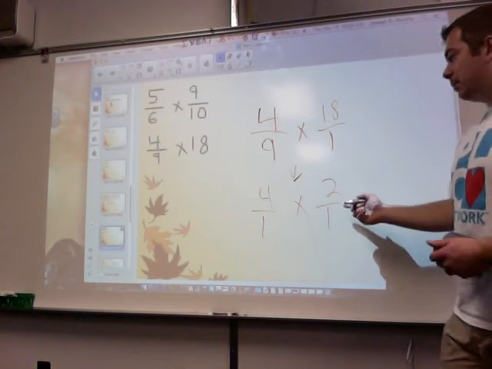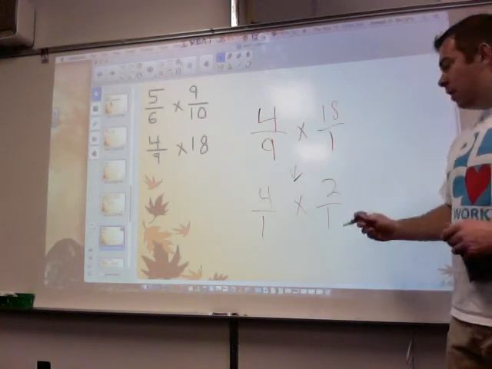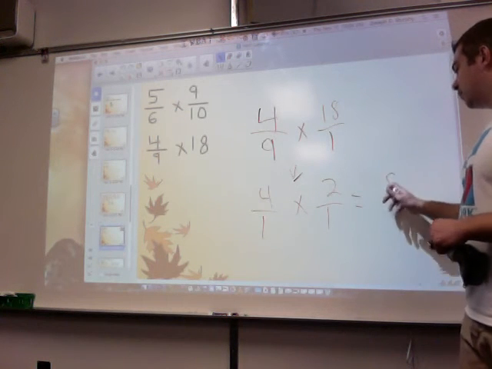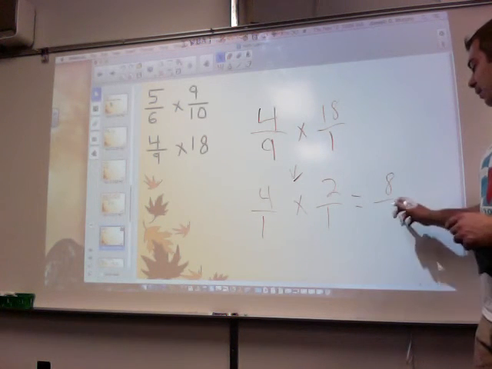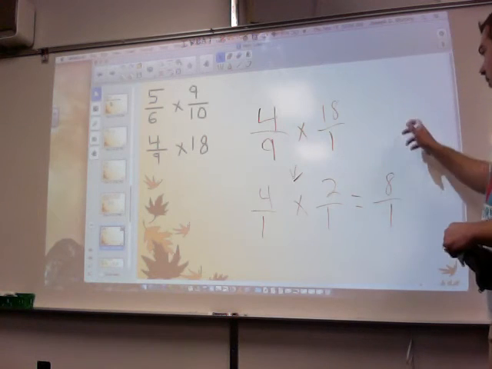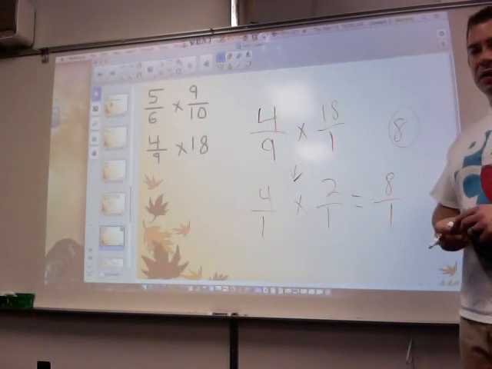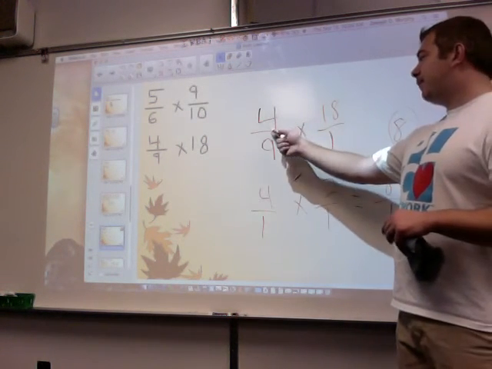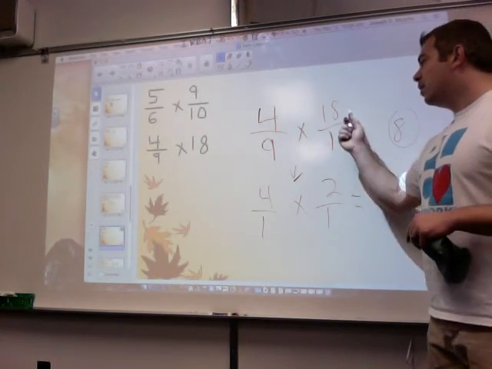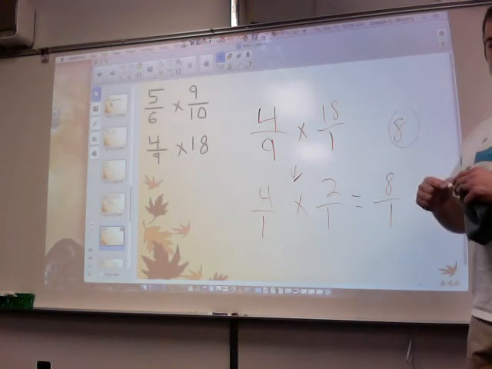Now this is a much simpler problem than the one above. 4 times 2 equals 8. And 1 times 1 equals 1. So 8 over 1 really is just 8. Now you could do this on your own if you want to. You multiply 4 times 18 and 9 times 1. When you reduce it, you'll get the same answer.